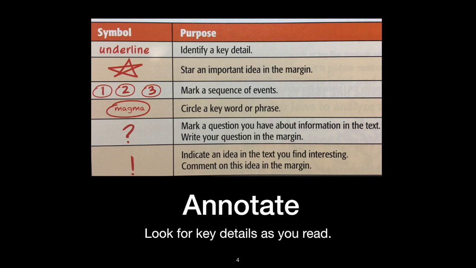So again, to annotate, guys, here is what you need to do. Underline the key detail. You put a star next to an important idea in the margin. And you want to write 1, 2, 3 or 4, depending. Mark a sequence of events. So if there's a sequence of events that's happening, you want to mark those. You want to circle keywords or phrases, just like circling magma. And then mark a question you have about information in the text. So write your question in the margin. Also indicate by putting an exclamation point next to an idea in the text that you find interesting. So comment on the side again in the margin, okay?